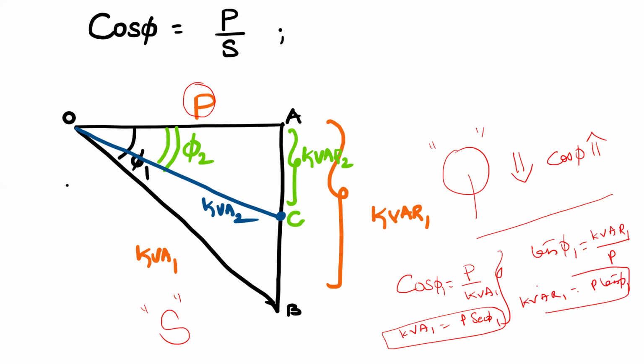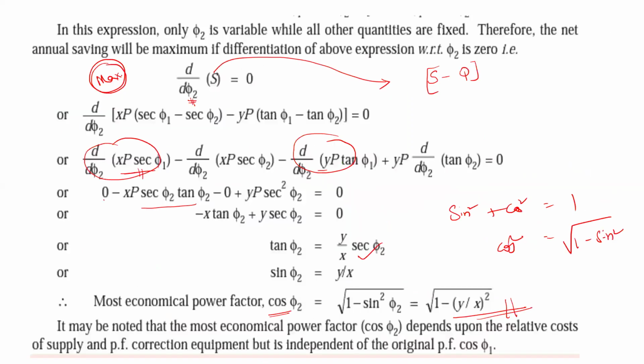What's the next condition here? From these equations, subtract one from the other and we get the S value. Then differentiate with respect to phi 2 and equate it to 0 to get the maximum condition. We get the final power factor cos phi equal to the square root of 1 minus Y by X whole square. This is the most economical power factor condition.